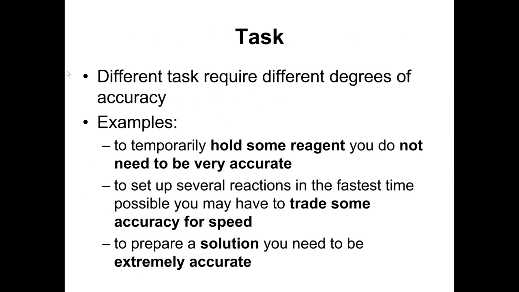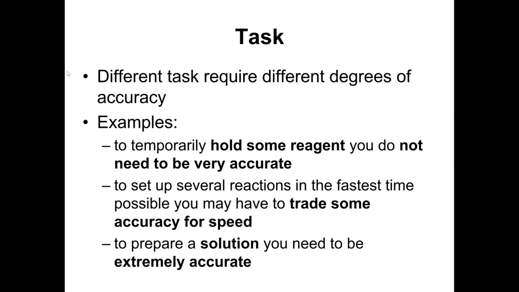If you have to make a solution or a dilution, these usually imply a lot of accuracy. Then you go for the most accurate tool. A volumetric flask, for example. If you have to prepare a 100 milliliter solution or dilution, you will look for the 100 milliliter volumetric flask.